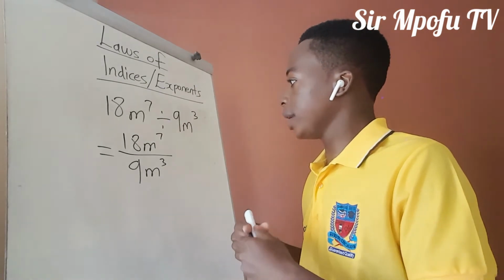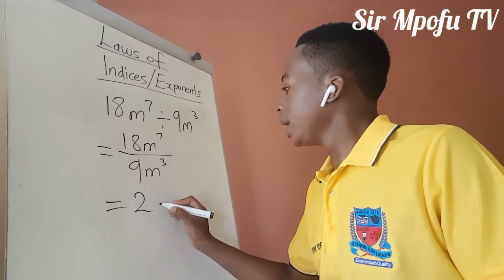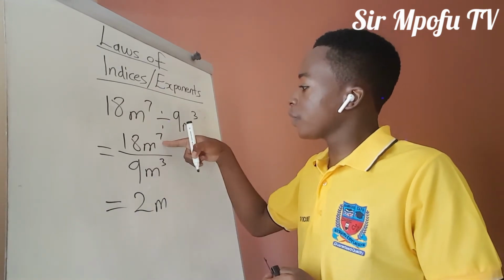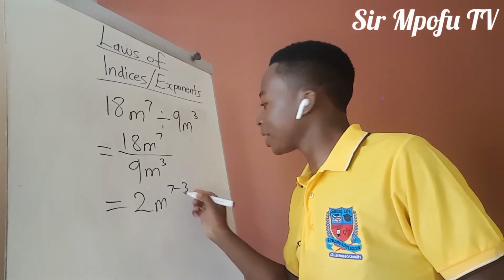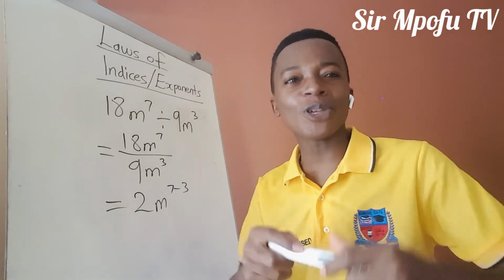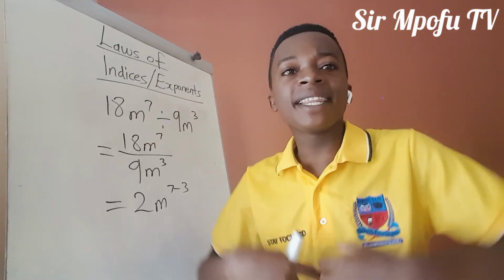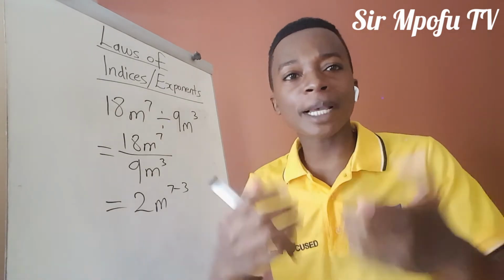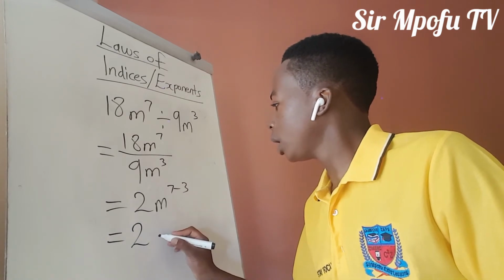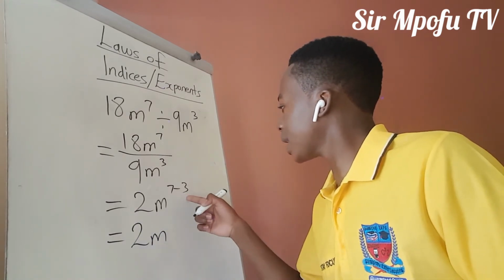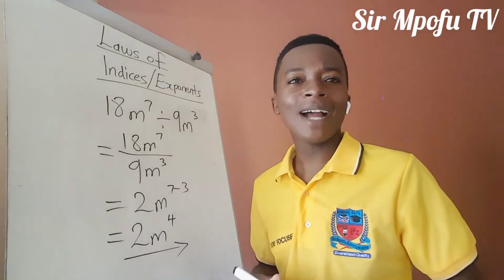So now you are going to say 18 divided by 9, that will be 2. And m to the power of 7 divided by m to the power of 3 is m to the power of 7 minus 3. Remember, according to laws of indices or laws of exponents, as I taught you, if quantities are dividing each other and they've got the same base, what you only need to do is to subtract the powers. So it will be 2m to the power of 7 minus 3, that will be 4. So 2m to the power of 4. This will be your final answer and solution.